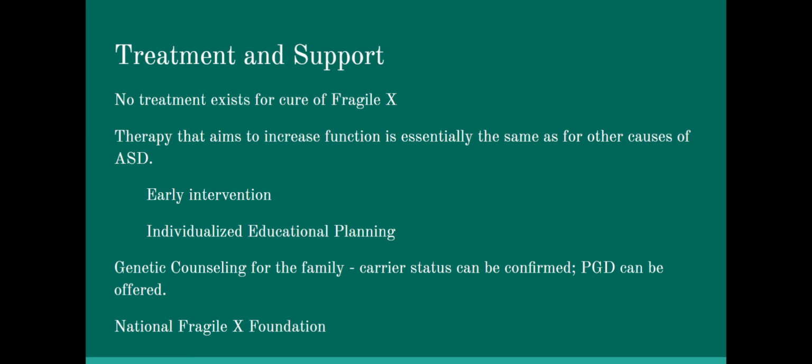We have early intervention, as always, individualized educational planning. Genetic counseling absolutely should be offered. So anybody with a family history of autism should be offered genetic counseling. Anybody with infertility, particularly those females who are having ovarian insufficiency, should be offered genetic testing for Fragile X. And from there, carrier status can be confirmed, risk can be discussed. We can offer pre-implantation genetic diagnosis for a family who would like to have another child, or even if it's a first child, but they have this family history. And people can be referred to the National Fragile X Foundation.